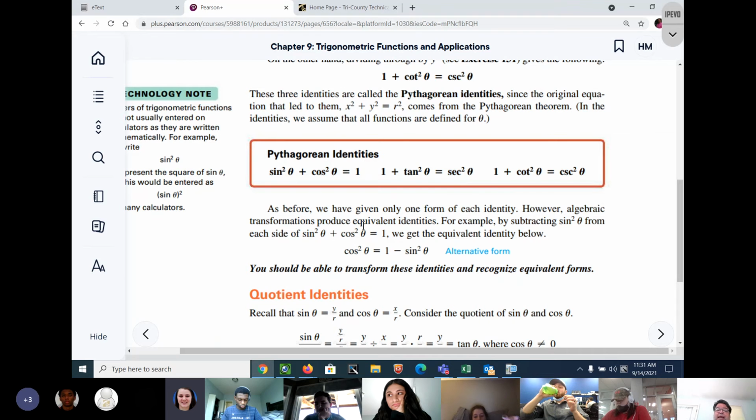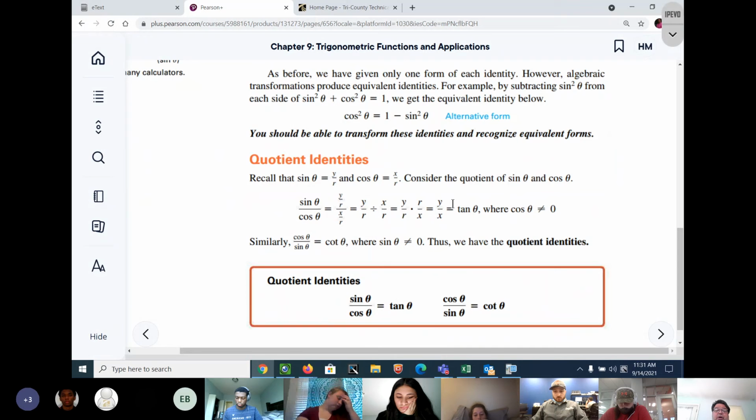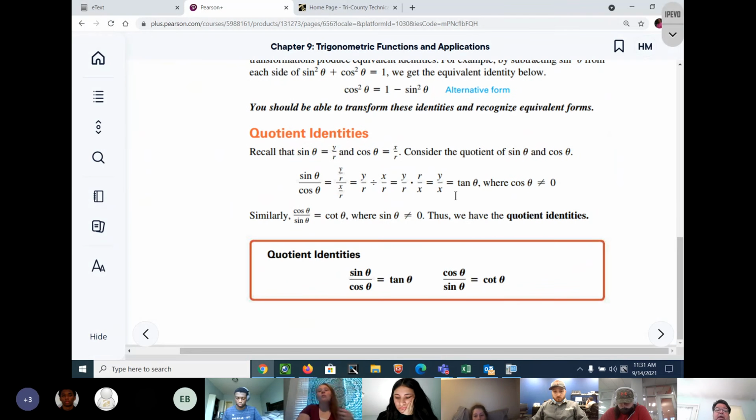Now, I'm not going to ask you any questions. The only thing I would ask you on this test is solve for the cosine, solve for the tangent, and solve for the cotangent. And all you got to do is use algebra there. I'm not going to do that. Make sure you write down the quotient identities.